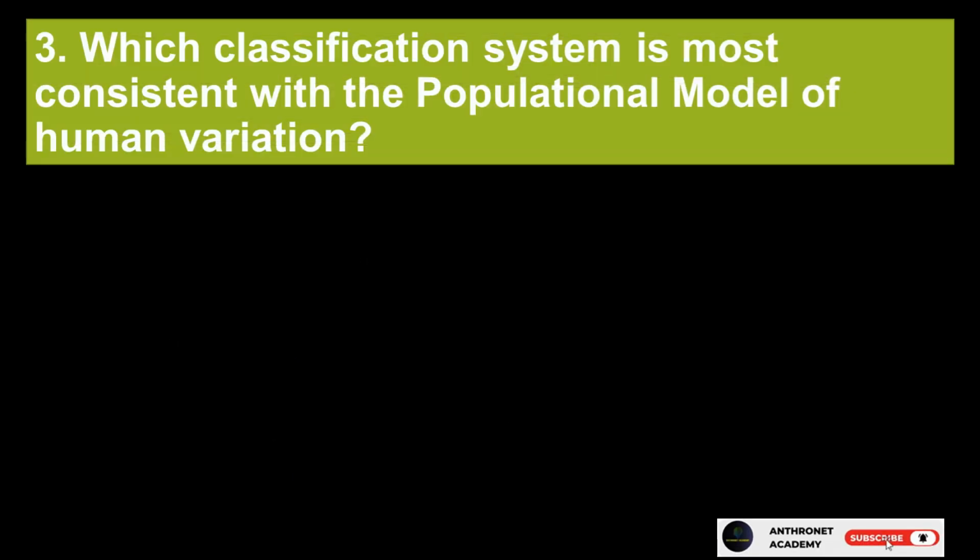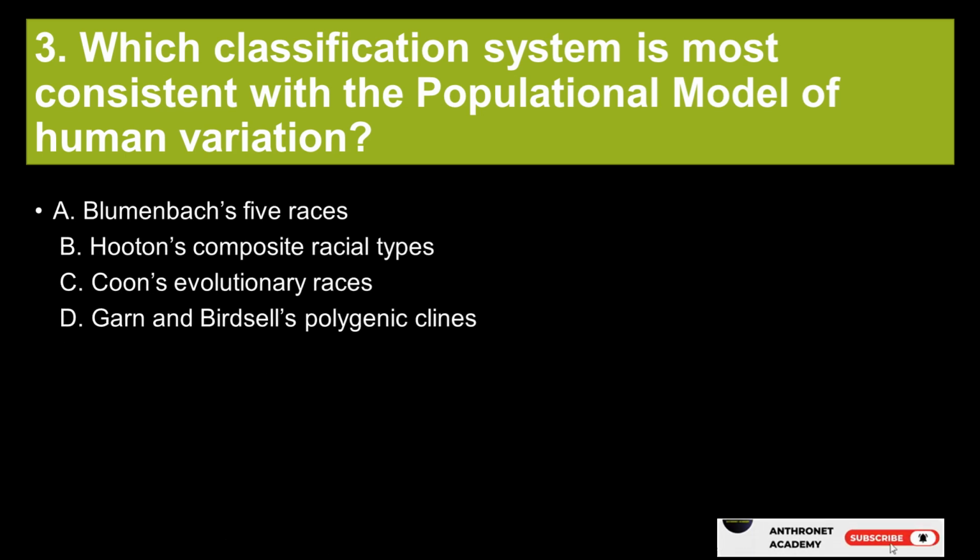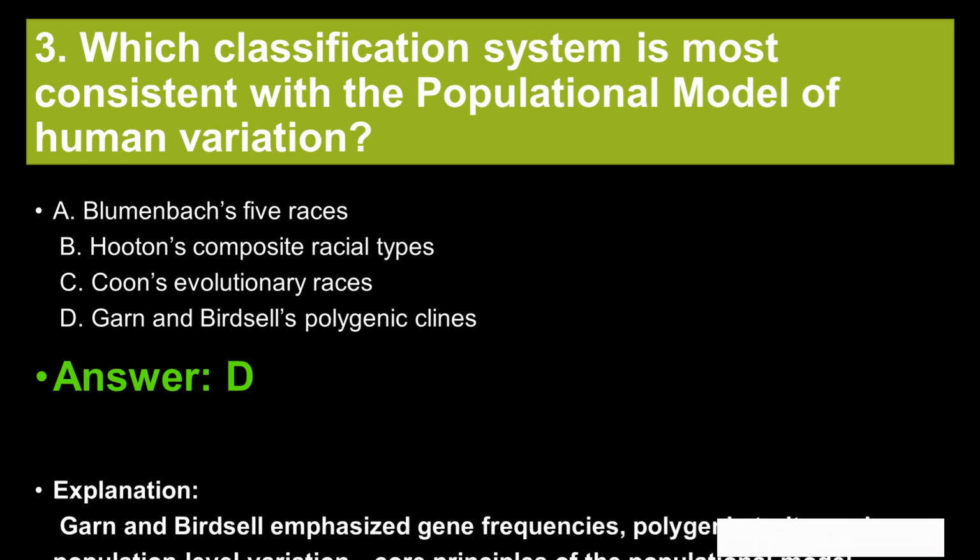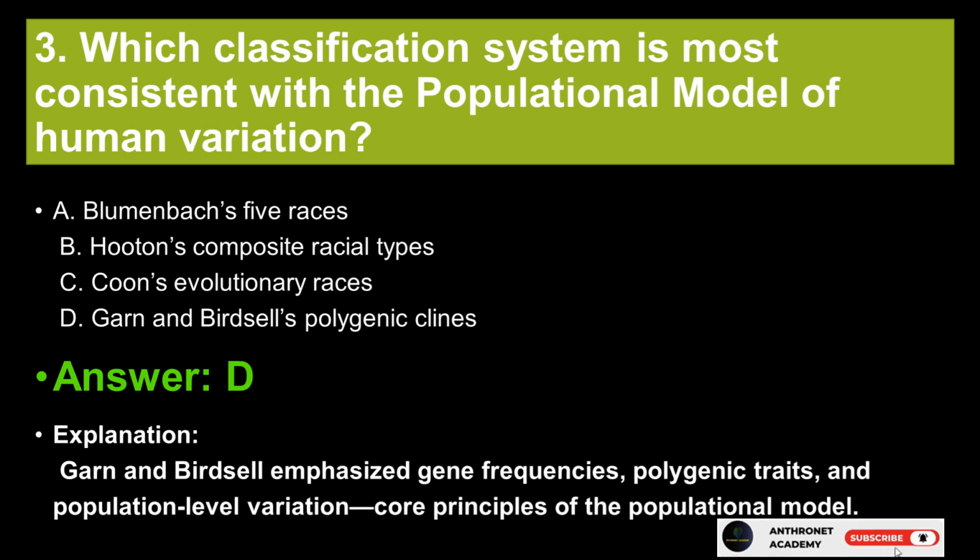Question 3. Which classification system is most consistent with the populational model of human variation? A. Blumenbach's 5 races. B. Hooton's composite racial types. C. Kuhn's evolutionary races. D. Garn and Birdsell's polygenic clines. Answer: D. Explanation. Garn and Birdsell emphasize gene frequencies, polygenic traits, and population-level variation, core principles of the populational model.